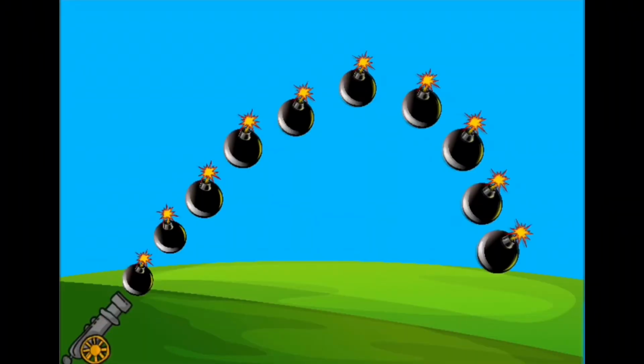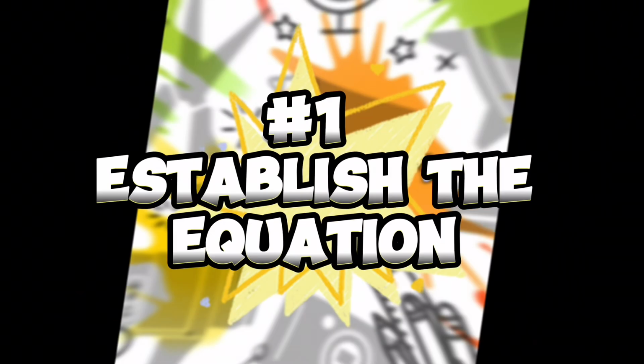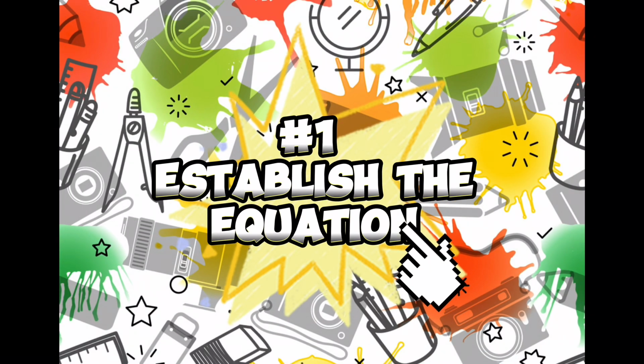Let's go. By observing the movement of our object, we can see it forms a parabola. Now remember that we know its initial velocity and initial height. Step number 1. Let's establish our equation.